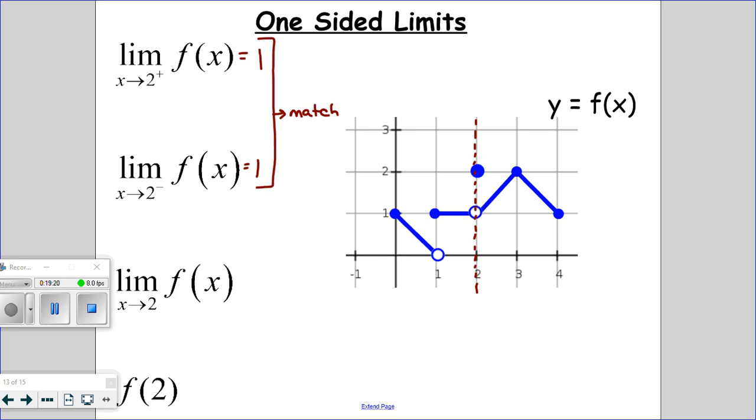And if they match, we have a general limit. Notice no plus or minus there. So if they match, I now have a limit, and it is whatever they matched at. Questions?